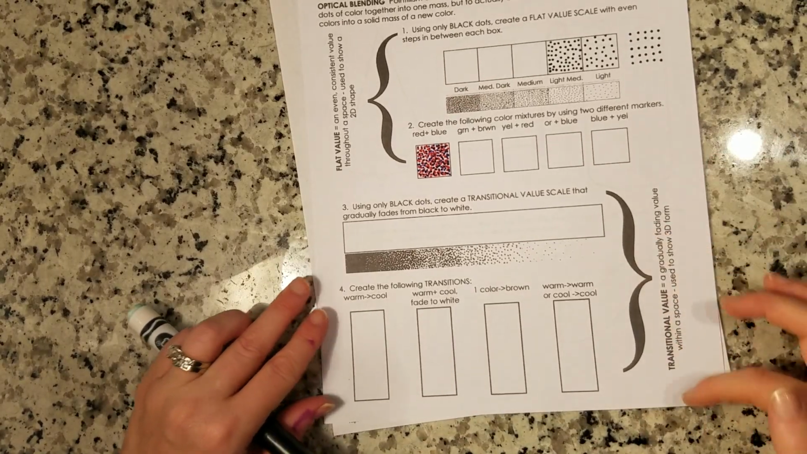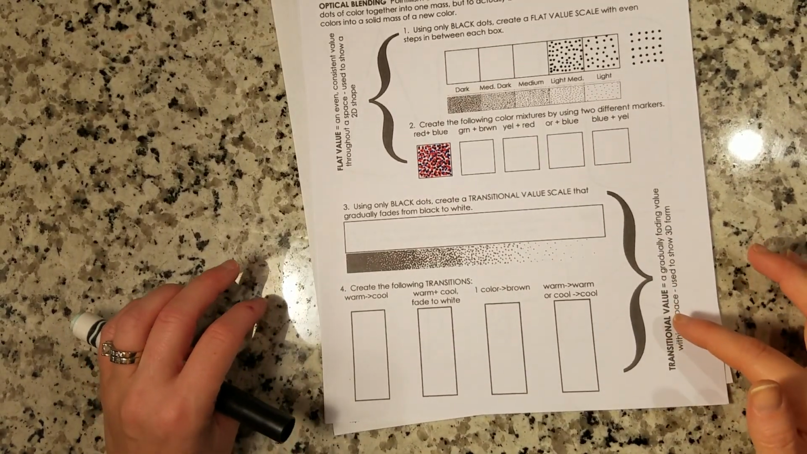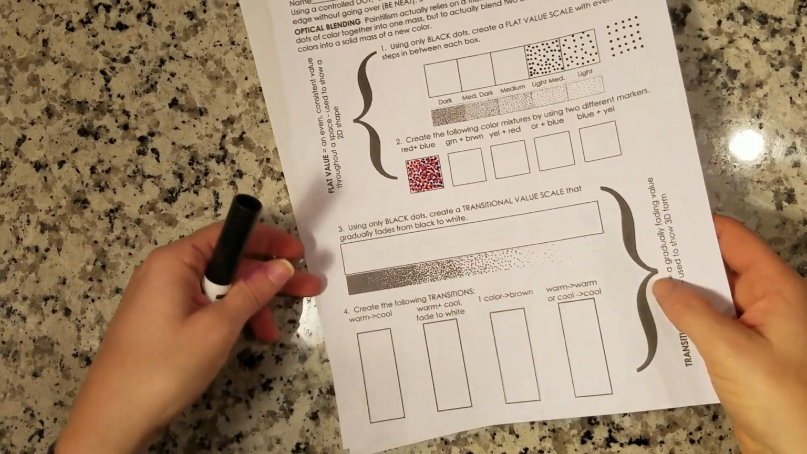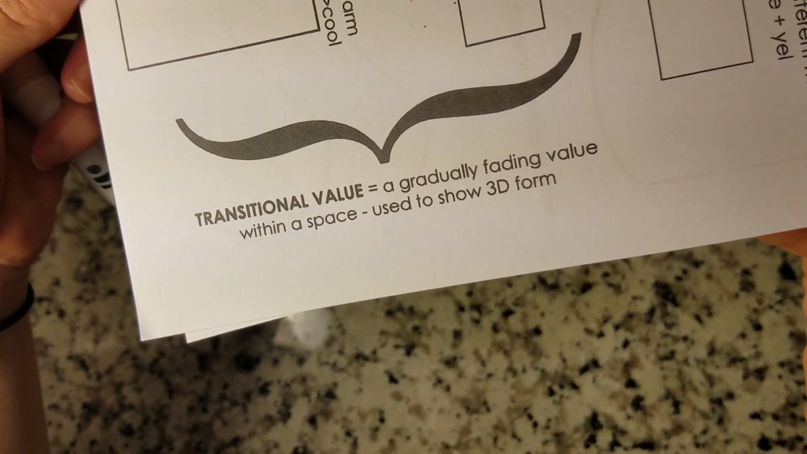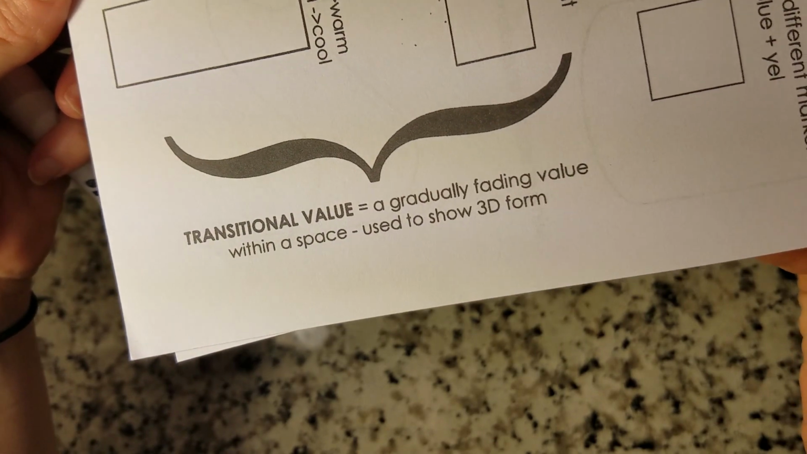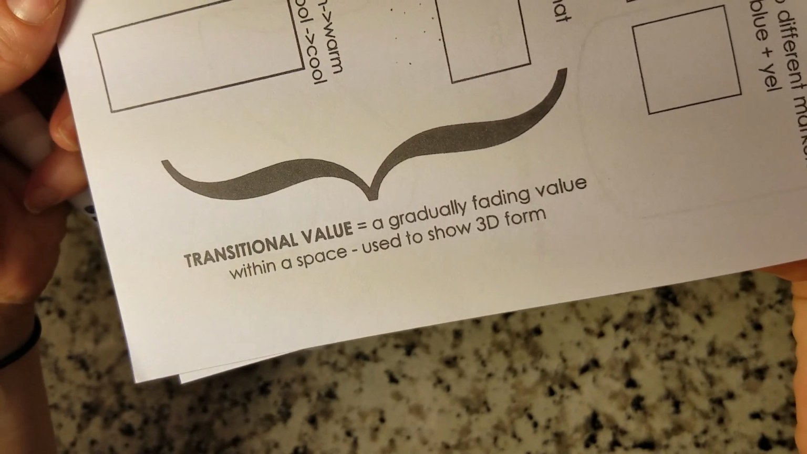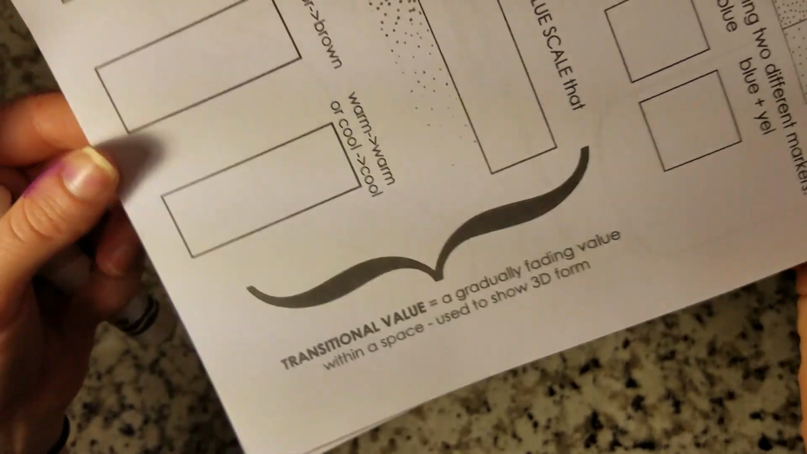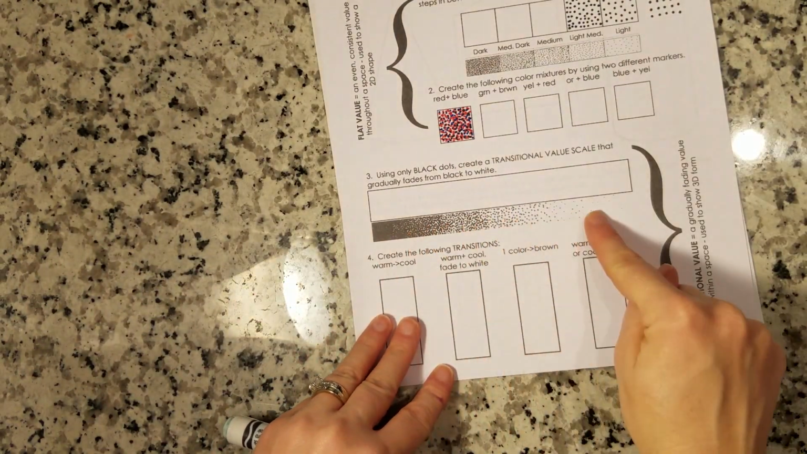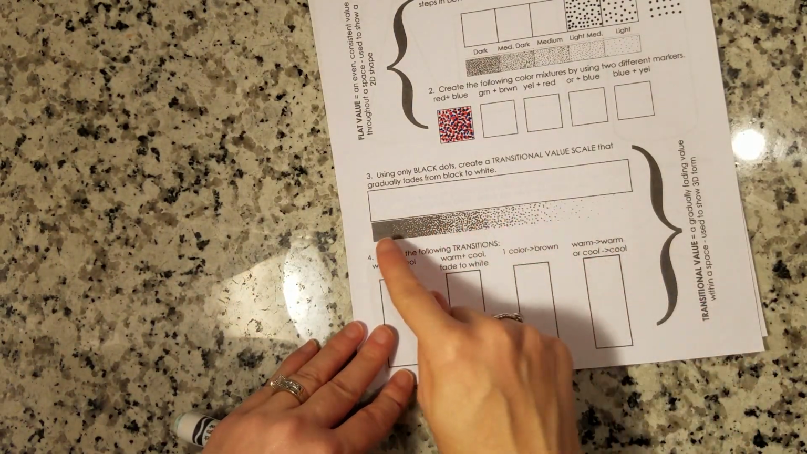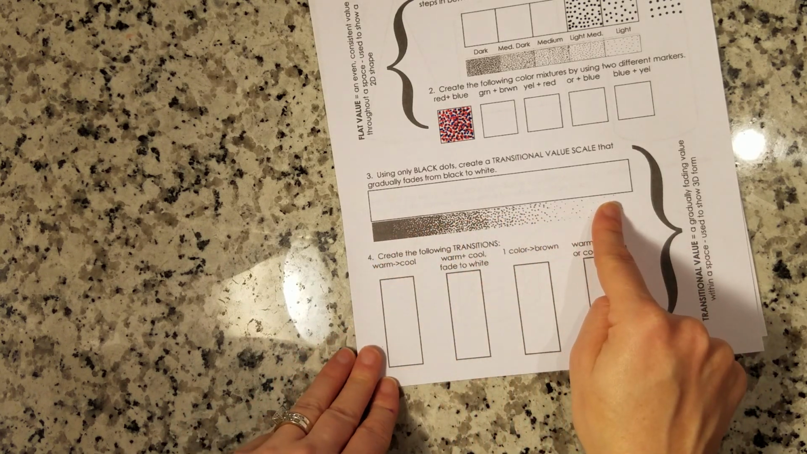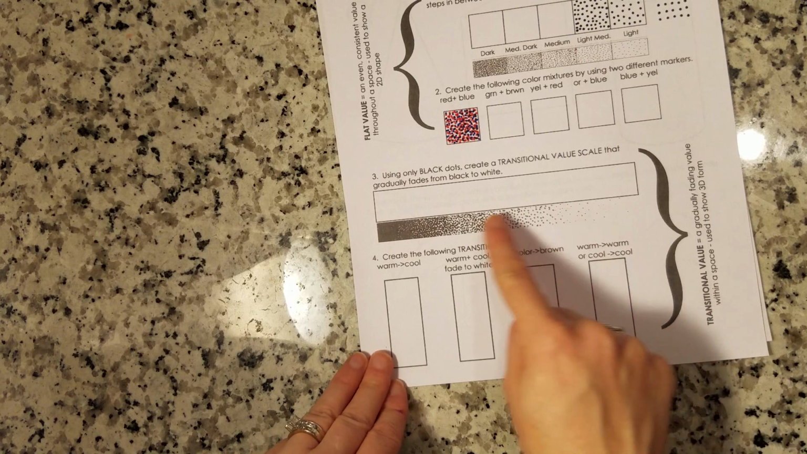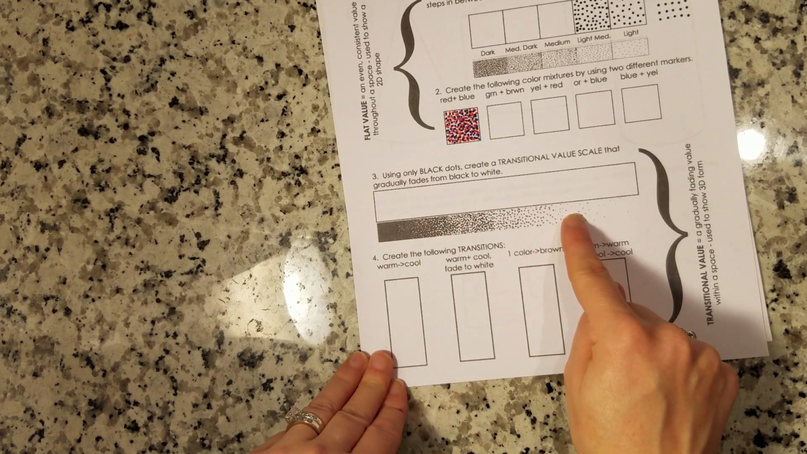All right, so now we're going to look at the bottom half of this worksheet, which is all about transitional value. If you notice on here, it gives you a good definition for transitional value: a gradual fading value within a space. It is used to show three-dimensional form. So the whole idea, there's an example right under here, is that we have a value that changes within a space evenly and consistently as if it's fading. So you're going to want to follow the example underneath.